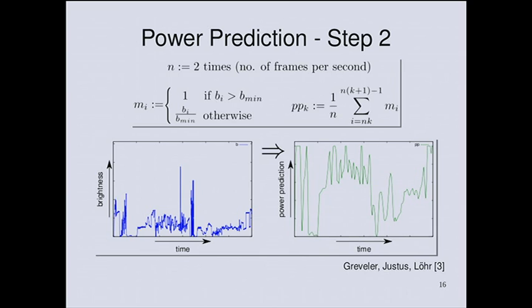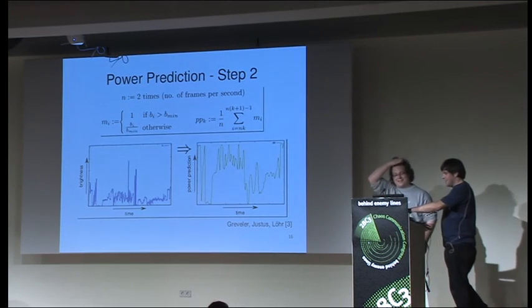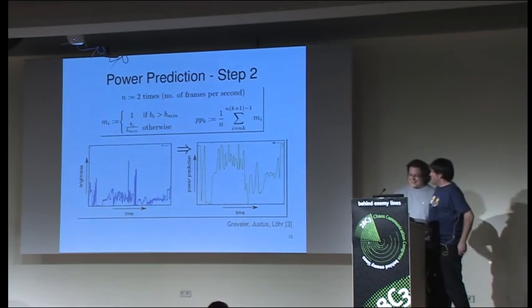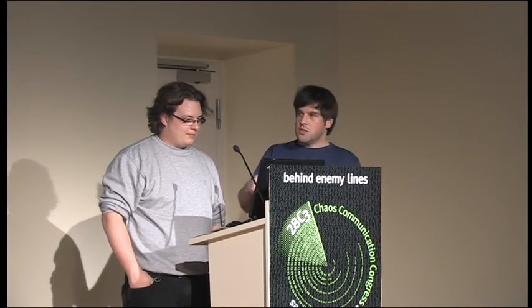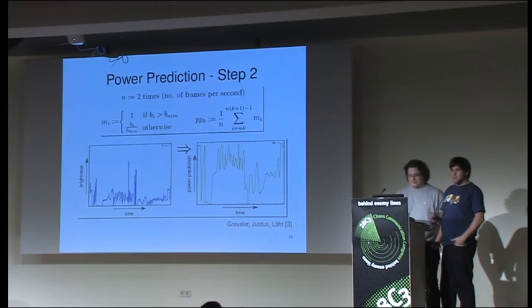I think the blue one is the brightness of the film. So you take the whole film or a film chunk of 5 minutes. You get this 5 minutes, and you see the brightness over this 5 minutes.